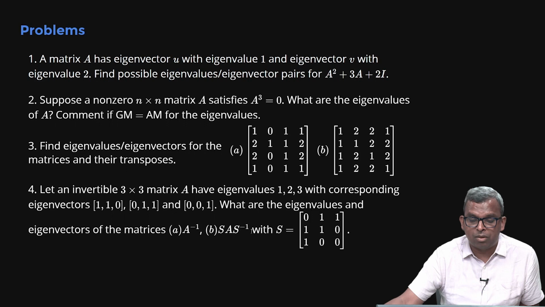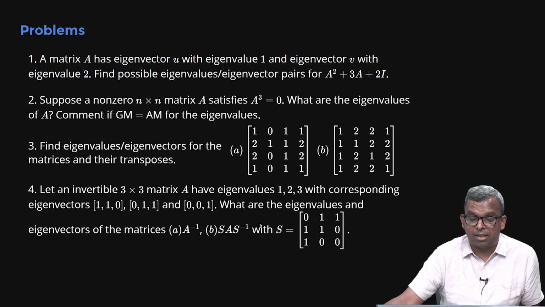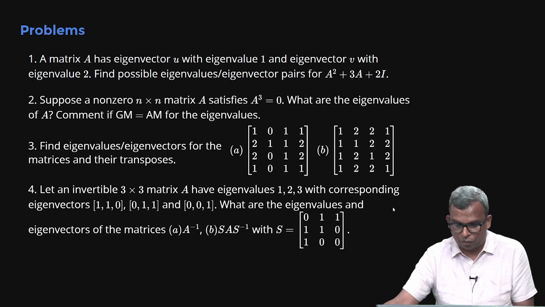What about S A S inverse? The eigenvalues are the same, but the eigenvectors you have to multiply by S. So it becomes S times 1, 1, 0; S times 1, 0, 1, 1; S times 0, 0, 1. Okay. So those will be the eigenvalues and eigenvectors of S A S inverse. I hope this is clear. So this is the fourth question.